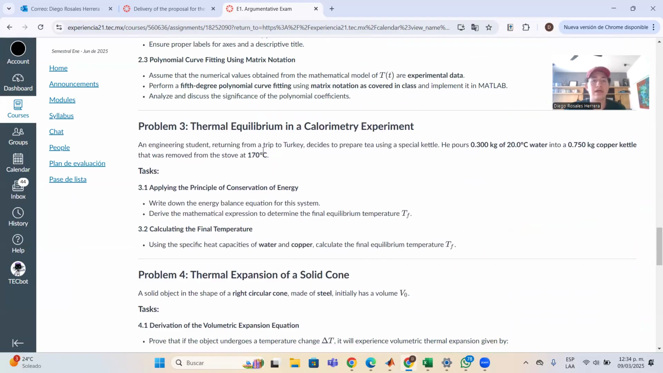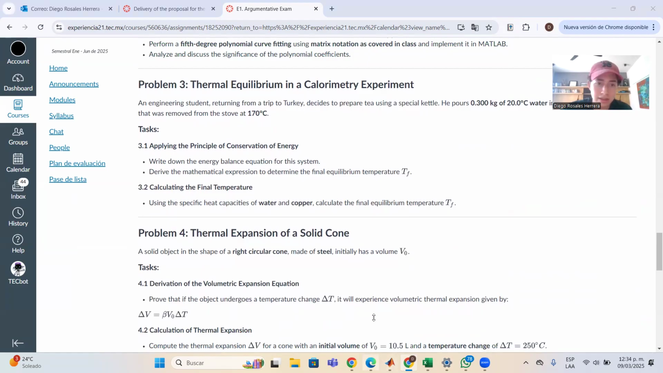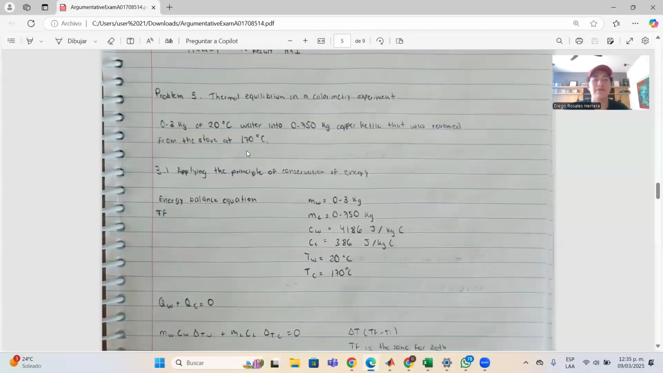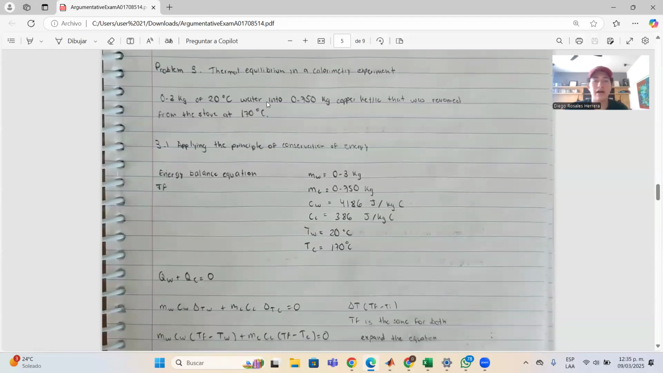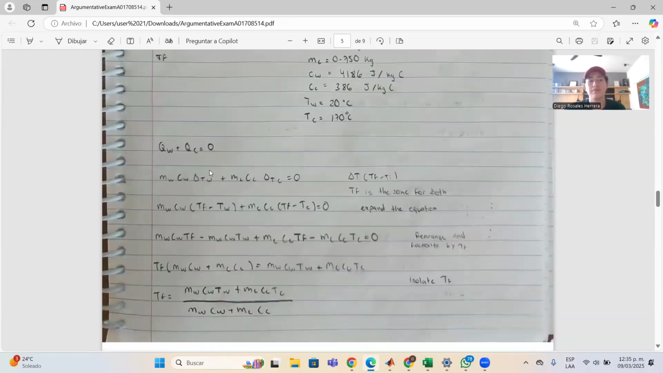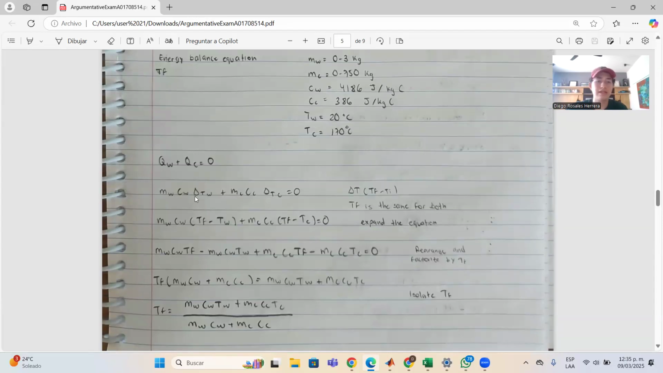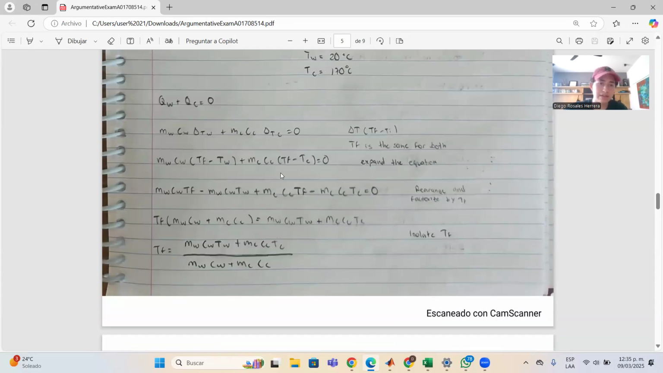Now for problem 3, which is thermal equilibrium in a calorimetry experiment. For this problem, I'm told that 0.3 kilos of 20 degree water goes into a 0.750 kilo copper kettle at 170 degrees. So I'm going to use the principle of conservation of energy first. So QW plus QC equals 0. I just derived this into the equation seen in class. So mass of water times specific heat of water times the temperature change of water, the same with the copper. I'm going to expand all of these and change the delta T as TF minus TI.